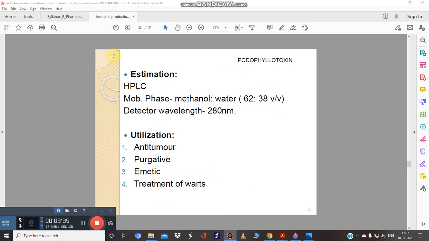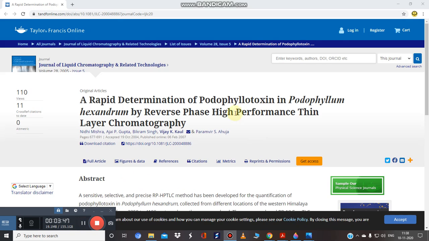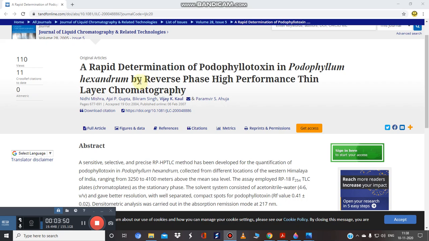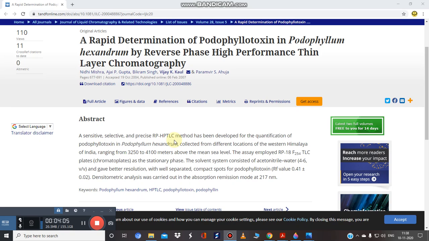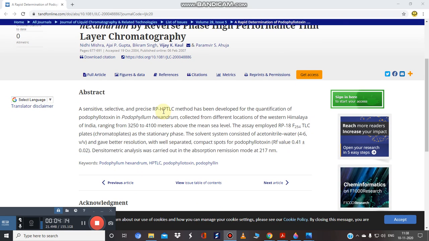So if we go for the estimation, yes, you can generally use the HPLC method, in which you will use the mobile phase as methanol water, 62:38 volume by volume, and you will detect at the wavelength of 280 nanometer. You can also go for sophisticated instruments for its estimation, like over here. What is the title of the paper? Just read it: a rapid determination of podophyllotoxin in Podophyllum by HPLC. Which type? Reverse phase. So you can also estimate it by HPTLC, or you can also go for the HPLC method. There are different types of HPLC methods also. Over here, the HPTLC method is given, that is the reverse phase HPTLC method for the estimation of this podophyllotoxin.